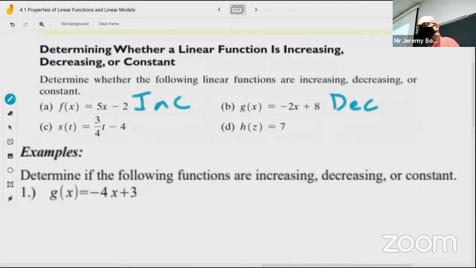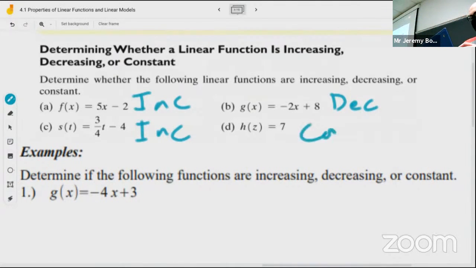C, we got 3/4 t minus 4. Is that one increasing, decreasing, or constant? Why do you say decreasing? Increasing. Okay, why do you say increasing? Because the slope is still positive. The slope is still positive. It's a small number. It's 3/4, so it's less than 1, but it's still a positive number. So this is increasing. And D, we got h of z equals 7.